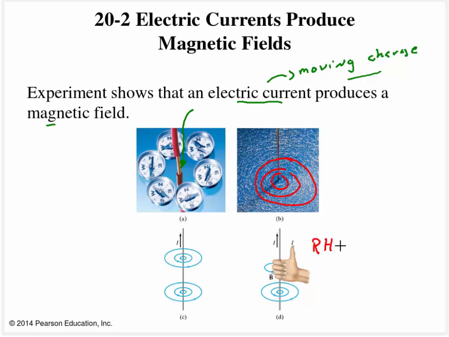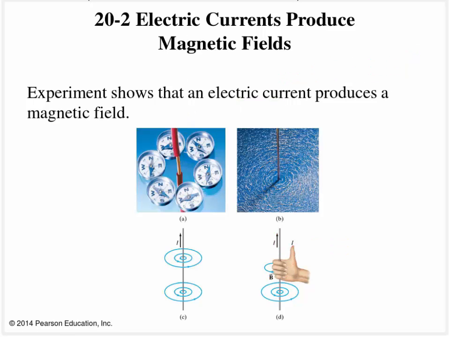Well, we have to use what's essentially called the right-hand rule, which says I'm going to take my thumb and point it in the direction of the current. Then the direction that my fingers curl around this wire is going to be the direction of the magnetic field. Now, magnetic field, much like electric field, is going to be a vector, so it's going to have a magnitude and a direction.